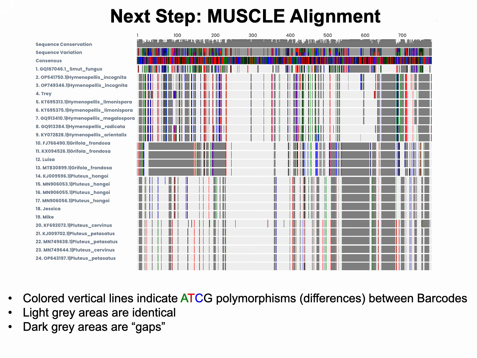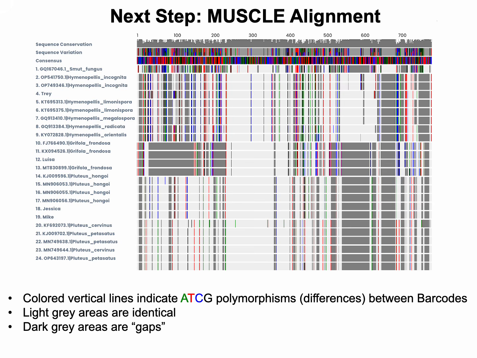The numbers above the alignment at intervals of about 100 represent the base pair position in the sequence. The light gray areas in each column represent base pairs that match in each sequence. The colored areas represent polymorphisms, or locations where the base pairs are different across sequences. Each color is representative of a specific nucleotide. A's are green, T's are red, C's are blue, G's are black.